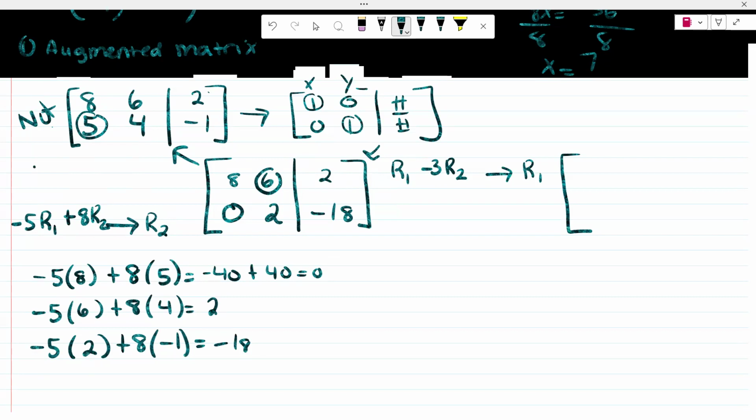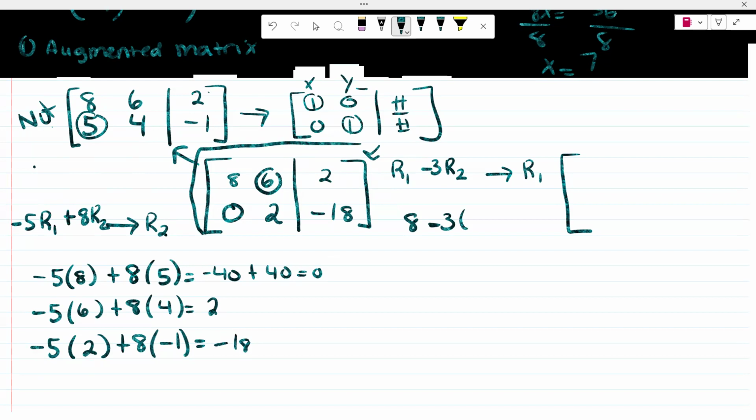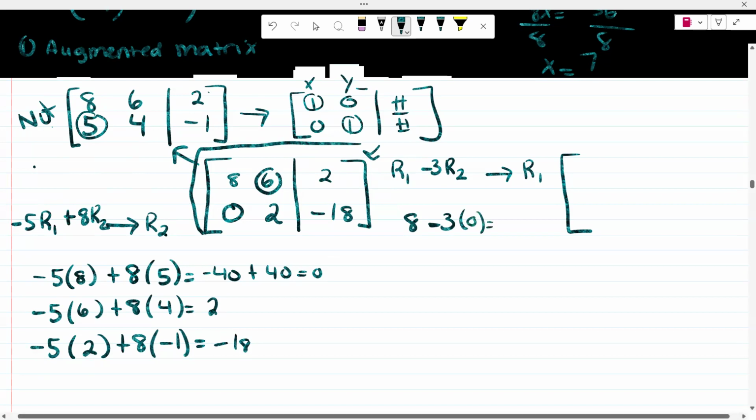What's my first number in row 1 of this matrix here? 8 minus 3 times row 2. What's my first number in row 2 in this matrix? 0. So what's 8 minus 3 times 0? 8. Now keep on going.